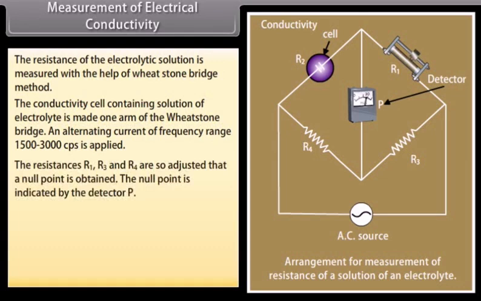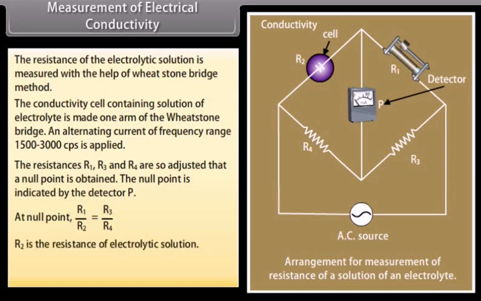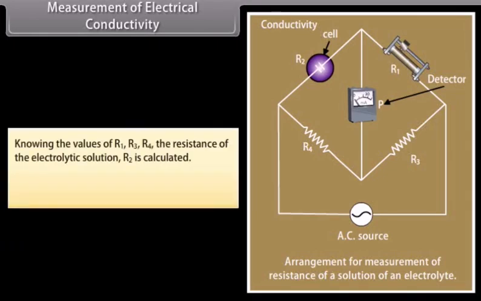The resistances R1, R3 and R4 are so adjusted that a null point is obtained. The null point is indicated by the detector P. At null point, R1/R2 = R3/R4. R2 is the resistance of the electrolytic solution. R2 = R1 × R4 / R3. Knowing the values of R1, R3, R4, the resistance of the electrolytic solution R2 is calculated. The reciprocal of R2 gives the conductance of the solution.